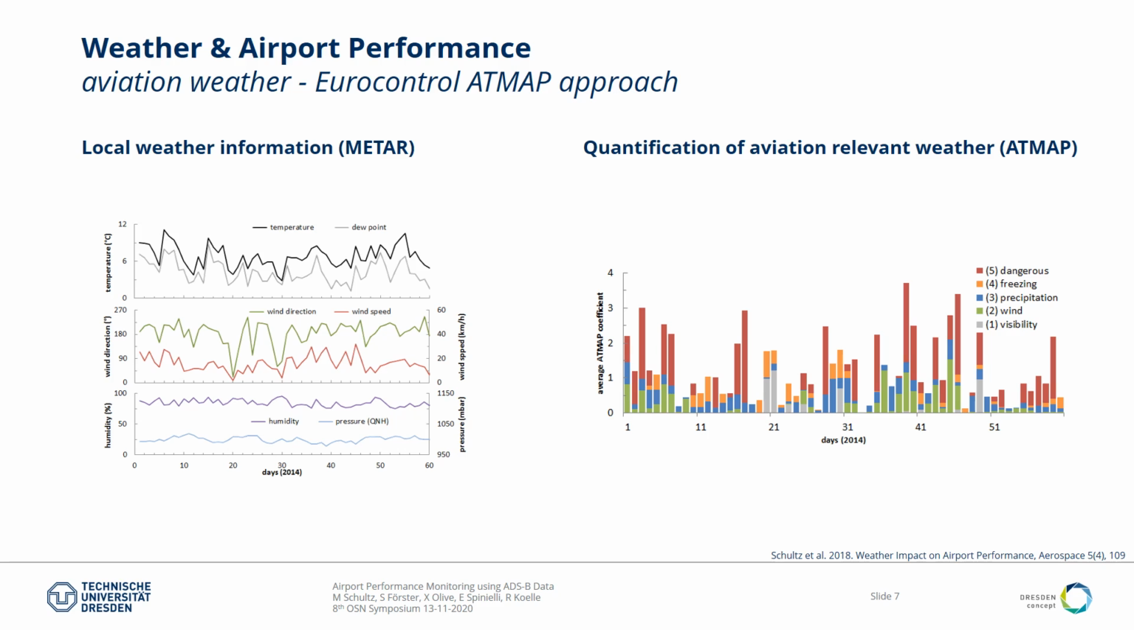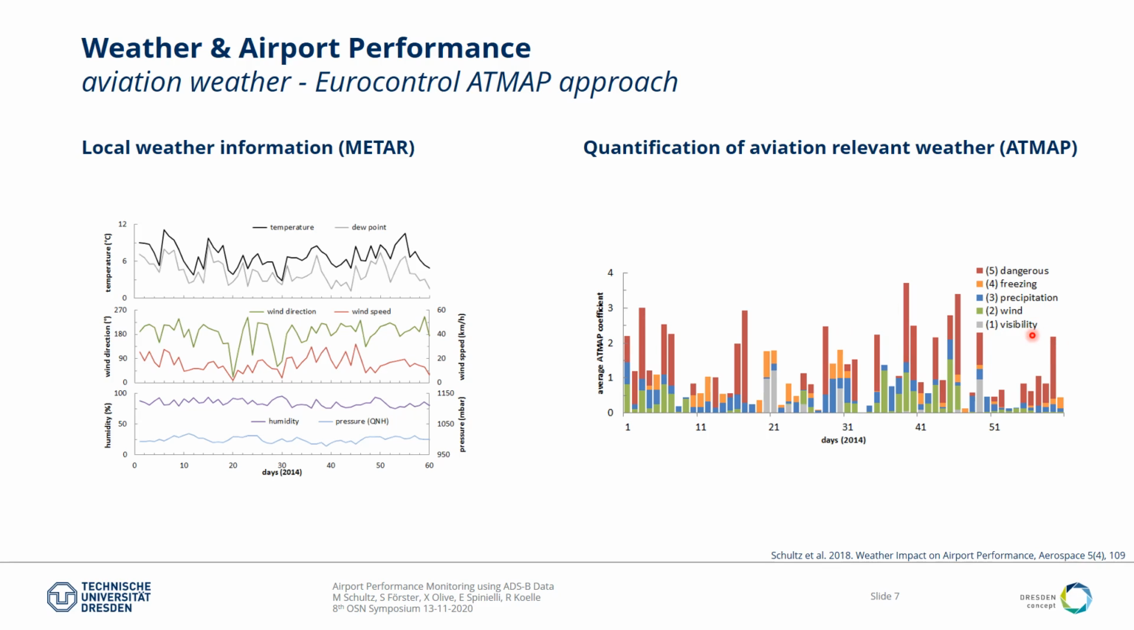There is an approach from Eurocontrol called the UpMap approach, and the UpMap tries to quantify local weather information derived from metadata in numbers, and these numbers get higher if the weather is getting worse or impacts the airport operations more. As an input, you can see on the left side the temperature, the dew point, the wind direction and speed, and the humidity and pressure.